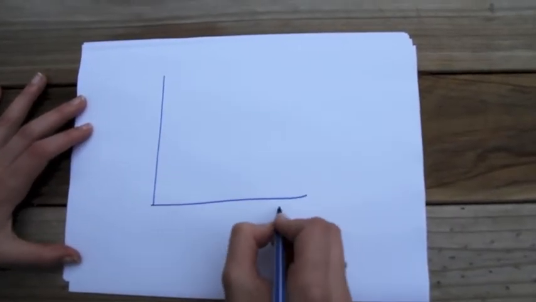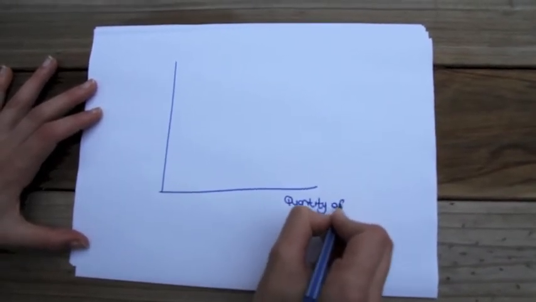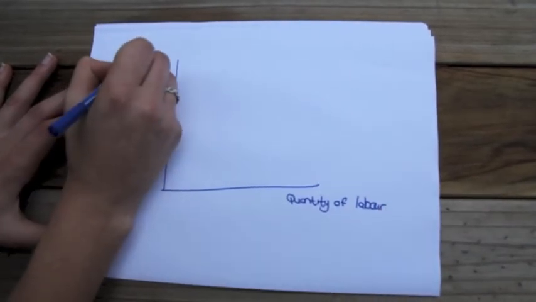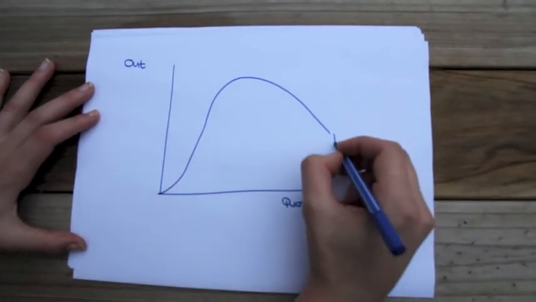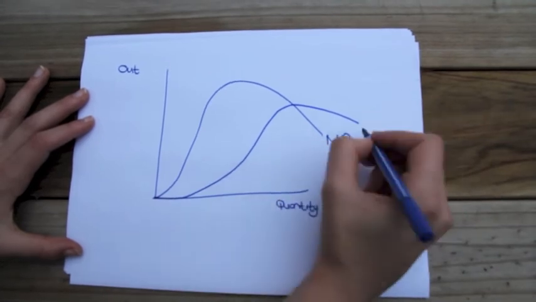So now the graph I would like to show you on the next page is the most important one you need to know for this section. Over here, we have quantity of labor, and on our y-axis we have output. The graph looks like this. This is marginal product, and over here we have average product.